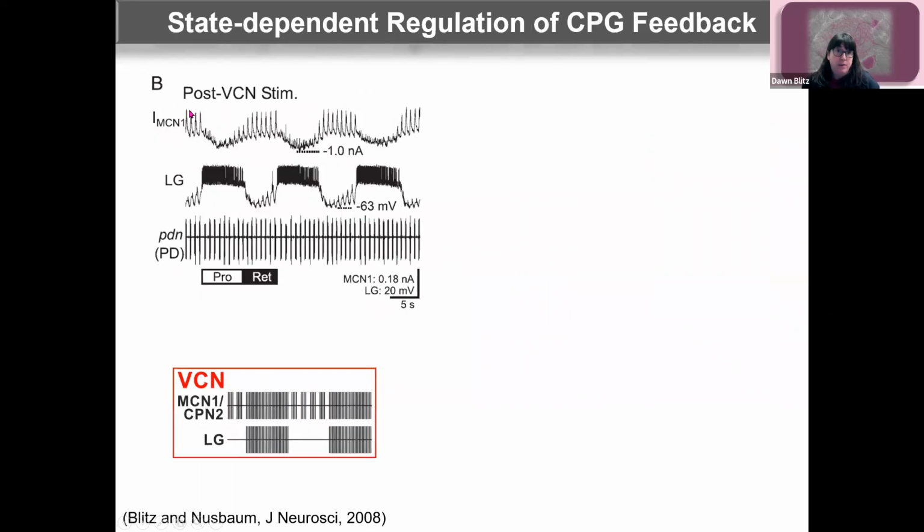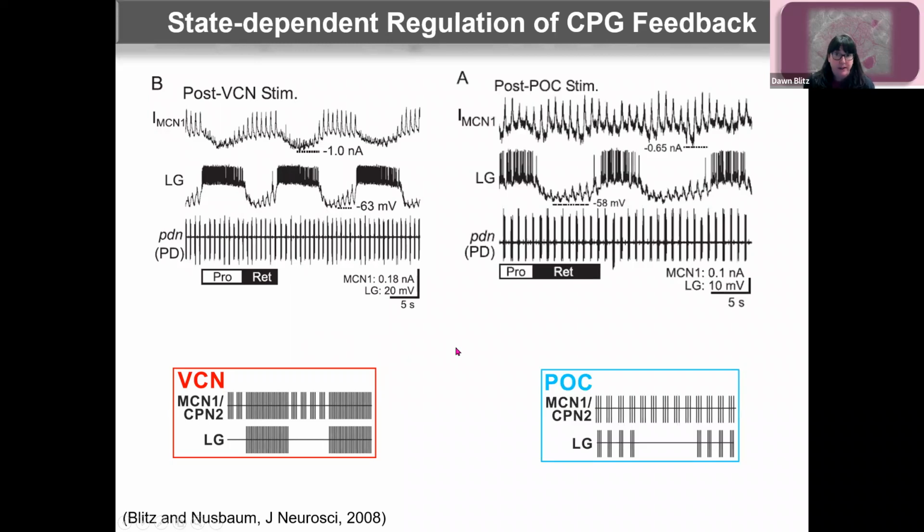So here's MCN1 in voltage clamp, rhythmic AB inhibitory currents. And what you see is that in this VCN version, when LG fires, which is the time that the pyloric feedback is eliminated from the projection neurons, the synaptic currents are eliminated. Okay, so these phasic synaptic currents are on and off during protraction versus retraction. This is only for the VCN version though. So this regulation of feedback is actually state dependent.